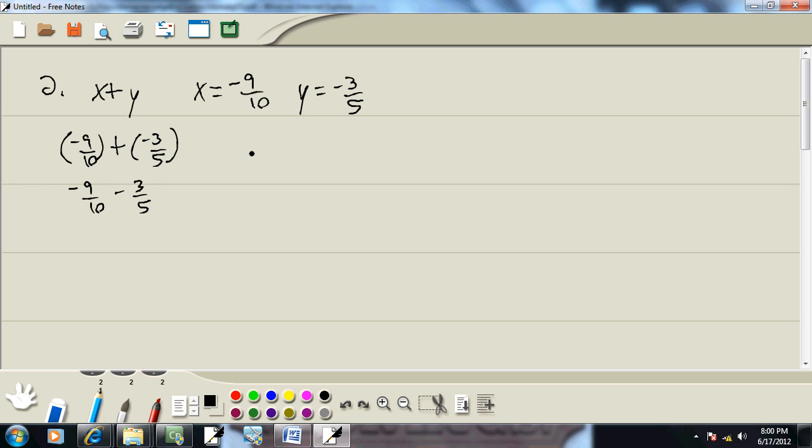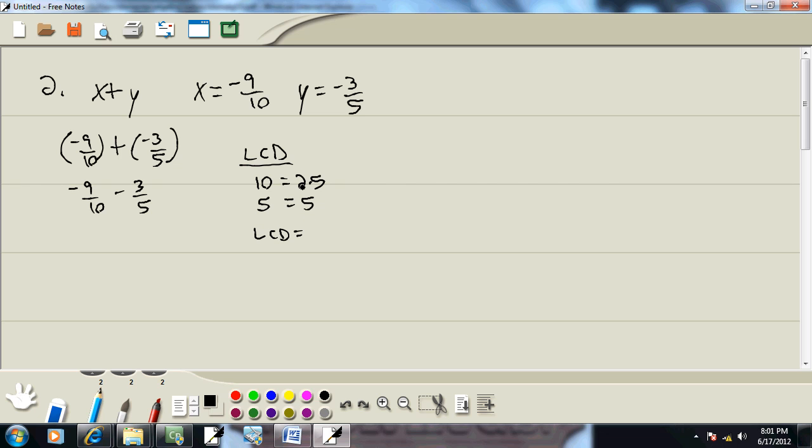Now I'm going to show the steps here, especially if you go into certain fields like nursing. You have to know how to do these by hand. To find the least common denominator, we list each denominator down. We've got 10 and 5, and we write the prime factorization of each one. 10 is 2 times 5, and 5 is already prime, so we don't have to do anything with it.